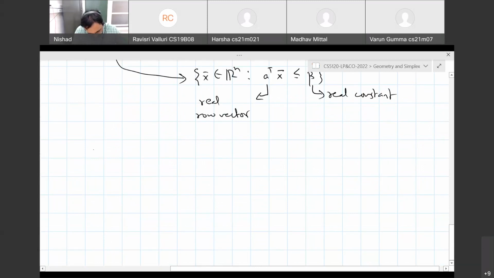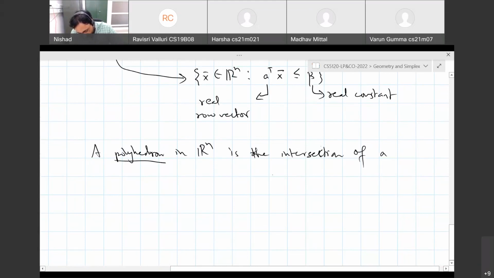So a polyhedron in Rn is the intersection of a finite number of half spaces.